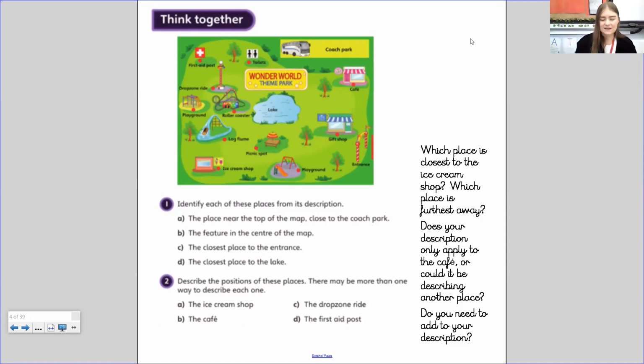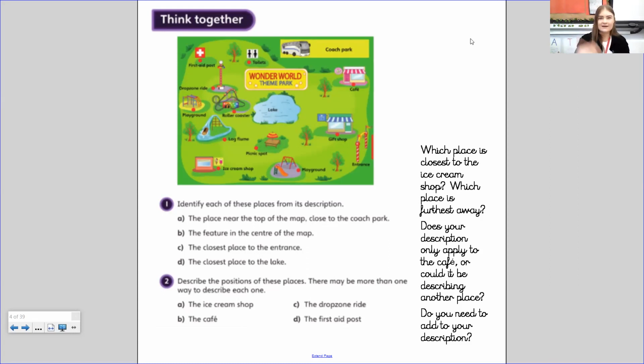What is the feature in the center of the map? That one is, I think, a little bit easier because it's just one instruction. What's in the center? It is the lake. What is closest to the entrance? Now the word playground at the bottom there is close to the entrance, but that's not where the playground is. The playground is where that red dot is. So having a look at the red dot of the playground, it is not the closest. What is the closest red dot to the entrance? It is the gift shop.